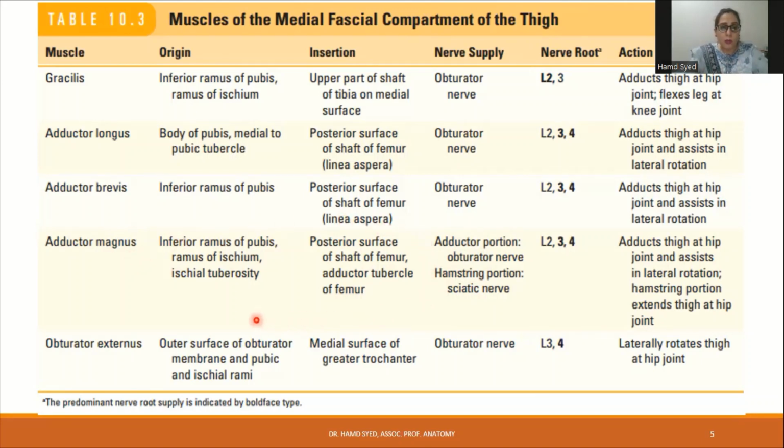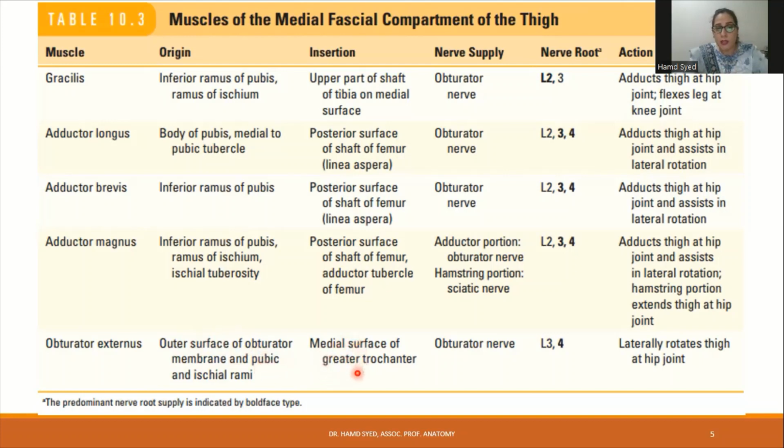So then we come to obturator externus. This is a muscle which is sometimes included within the medial compartment. Its origin is from the outer aspect of the obturator membrane and the adjoining parts of the pubic and ischial bones.